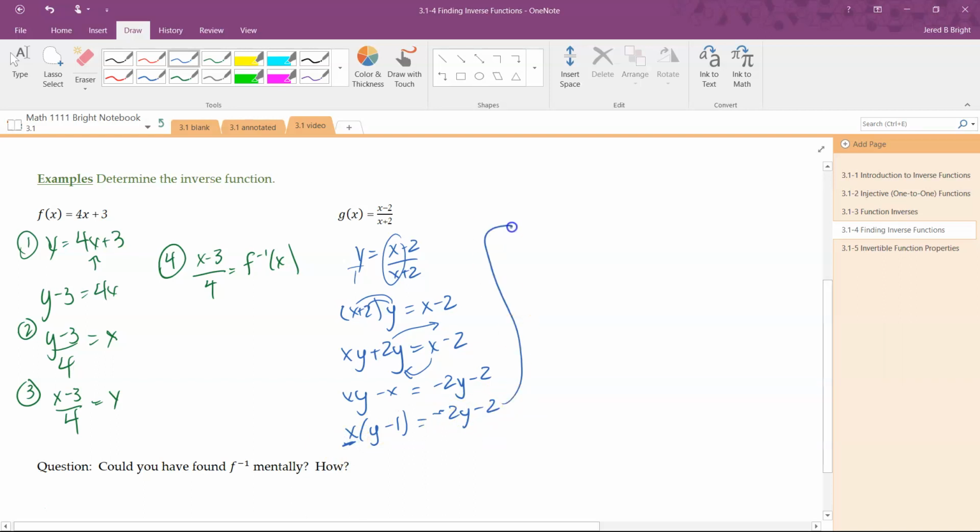And then I can isolate the x now. Yay, we're almost done with this one. x is equal to minus 2y minus 2, and then divide by y minus 1. Yay, we got it isolated. Then interchange. Y is equal to minus 2y minus 2 over y minus 1. Okay, try that again. Back up. Start over. Minus 2x minus 2 all over x minus 1. And then finally, the inverse symbol.